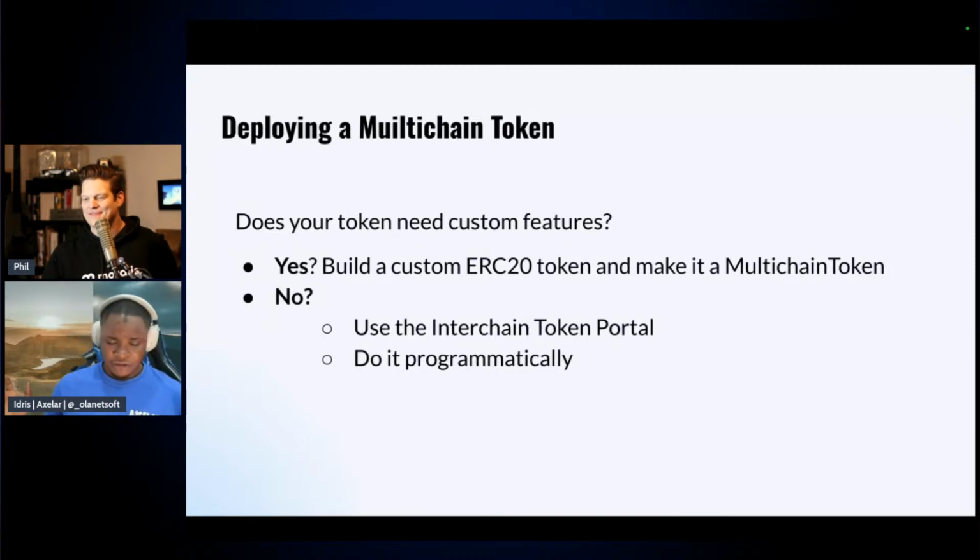You want to set up a new project, a Hardhat project locally or a Foundry project locally, and you want to initiate this contract call yourself. You want to do it programmatically. That option is also available to you, where you could call the functions directly on the interchain token service contracts. Let me pause there for a second.